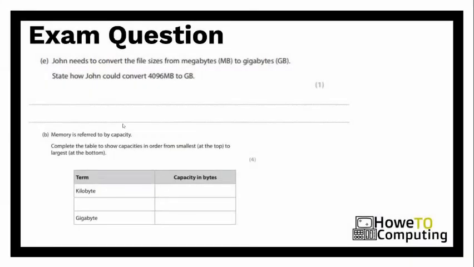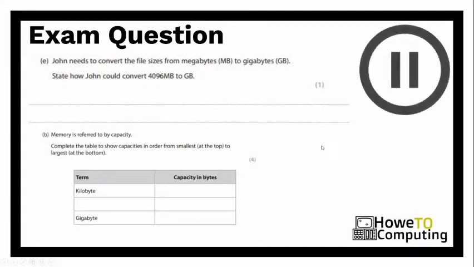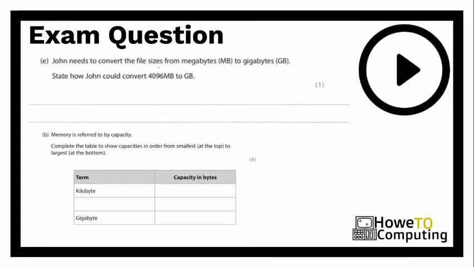Okay, so we're going to look at an exam question now. Pause your video, read the questions, and give them a go. Okay, so we're back. The first question is, 4096 megabytes, what is that in gigabytes? So it's nice and simple. This one would be divided by 1024, and that's your answer to this question.